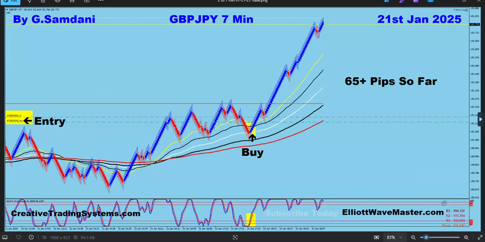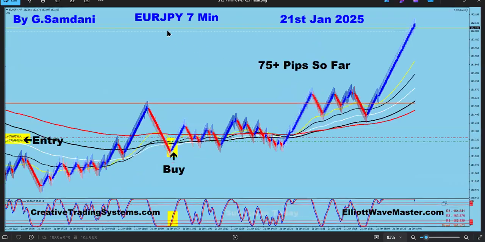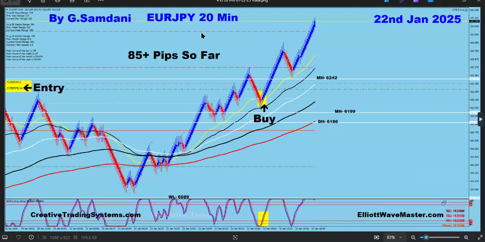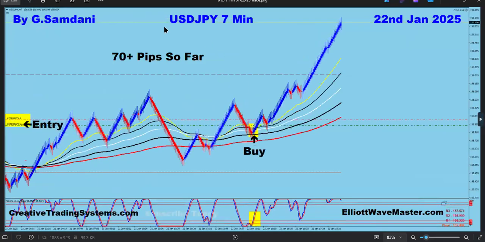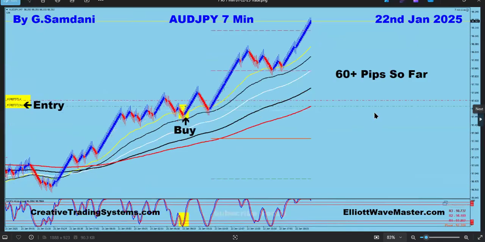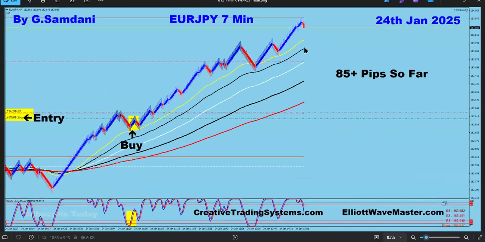65 pips on the 21st, the very same day. Euro yen 75 pips on the 21st. Euro yen again 85 pips on the 22nd. Pound yen 95 pips on the 22nd. See that? Then USD yen going up for 70 pips on the 22nd. Then Aussie yen going up for 60 pips on the 22nd. See that? And then on the 23rd, they retraced a little bit. And then after that, on the 24th, 85 pips, Euro yen.